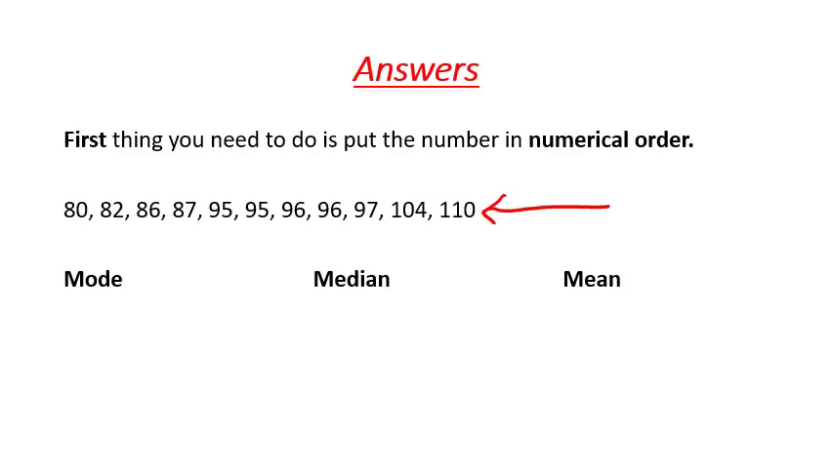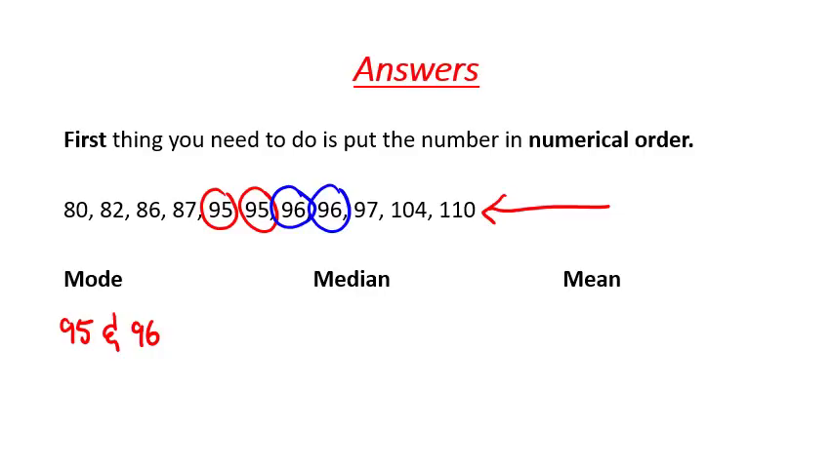And then remember the mode is the most frequent number. So you can see we've got a 95 and a 95. But we've also got a 96 and a 96. And in this particular case, we have two modes. So the modes are actually 95 and 96 because they're both the most frequent number.